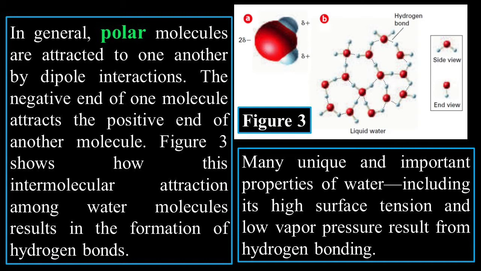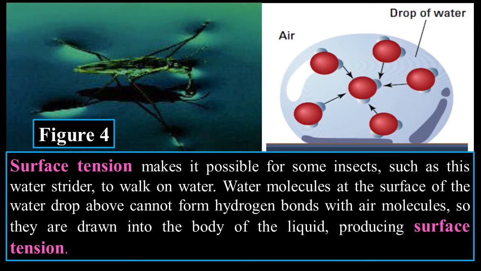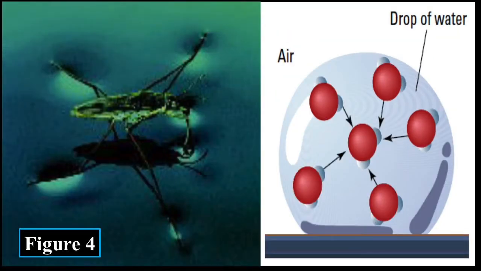Okay, now, notice the two-dimensional organization of the molecules because of hydrogen bonding. That results in more space that things can dissolve in. Surface tension makes it possible for some insects, such as this water strider, to walk on water. Water molecules at the surface of the water drop above cannot form hydrogen bonds with air molecules, so they are drawn into the body of the liquid, producing surface tension. So you can see how surface tension is involved here.